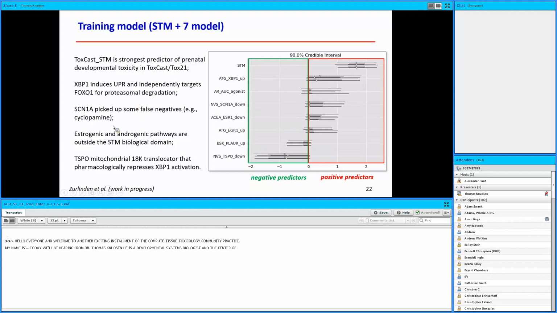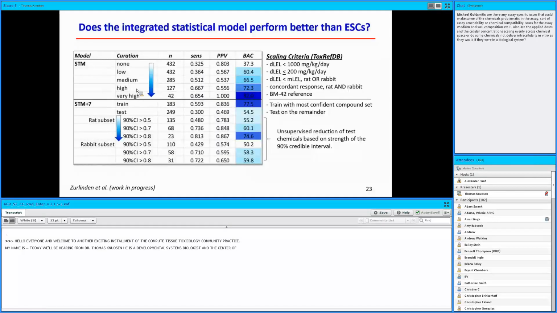And there were a couple of other assays that picked up things such as cyclopamine, which is missed by the stem cell assay, but it was picked up in other assays. Some of the estrogenic and androgenic compounds that are missed by the stem cell assay are picked up as well. And the strongest negative predictor we had was the TSPO, mitochondrial 18K translocator. And that's now known from a new study to be pharmacologically connected to the XBP1.